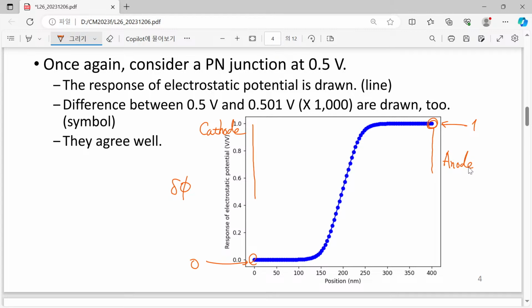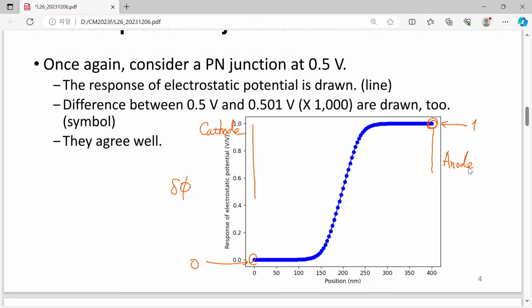Since we have applied unit excitation to the anode, of course anode should have the value of 1. Also, since we have not applied any voltage fluctuation to the cathode, therefore cathode should show exactly 0 fluctuation. That is quite normal. And in between we have something, and you can easily understand this part.